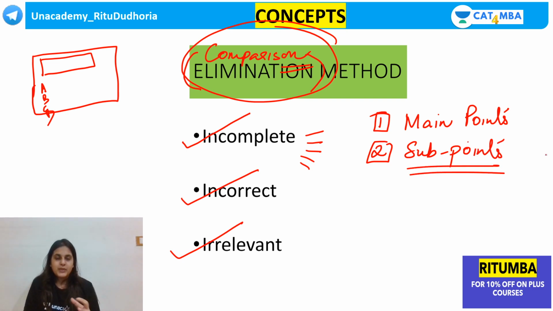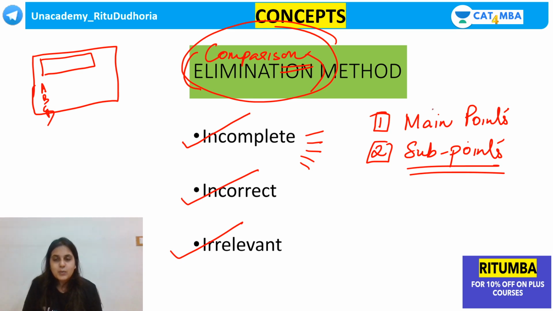Now, when I say sub points, if there is an example, what do you think? Is that a main point or is it a sub point? It's a sub point. If there is a comparison or a metaphor or an idiom or a proverb or a quotation, what are all of these? Any explanatory points become your sub points.